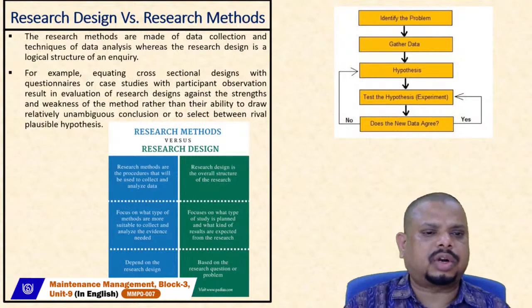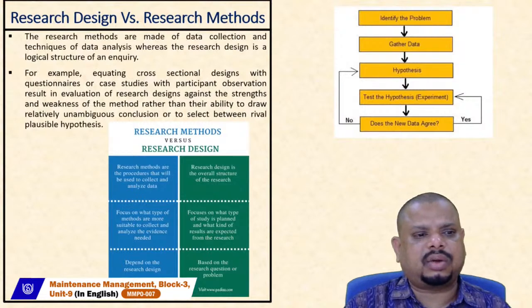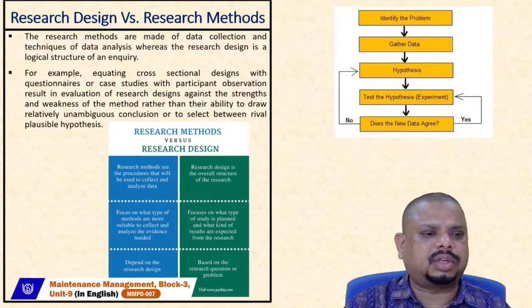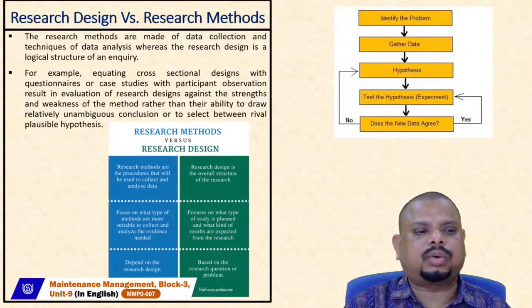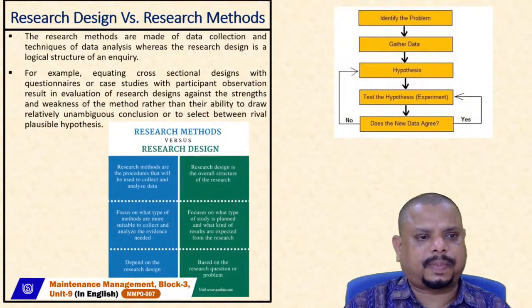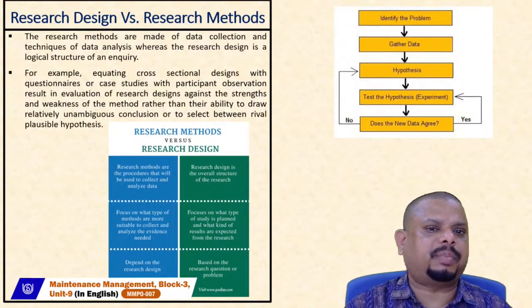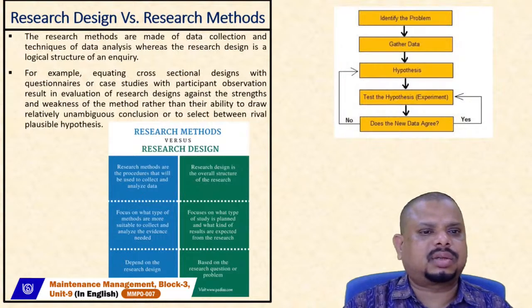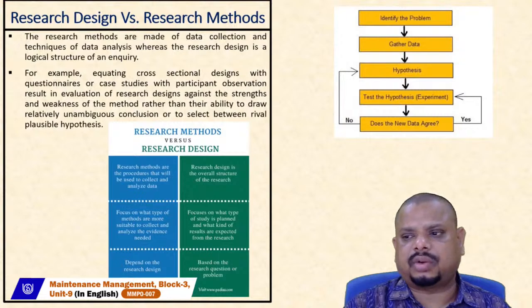For example, equating the cross-sectional design with questionnaires, or the case study with participant observation. Evaluation of research design should be against the strengths and weaknesses of the method, rather than their ability to draw relatively unambiguous conclusions or to select among rival plausible hypotheses. So research methods are made of data collection, and research design is the logical structure of inquiry.